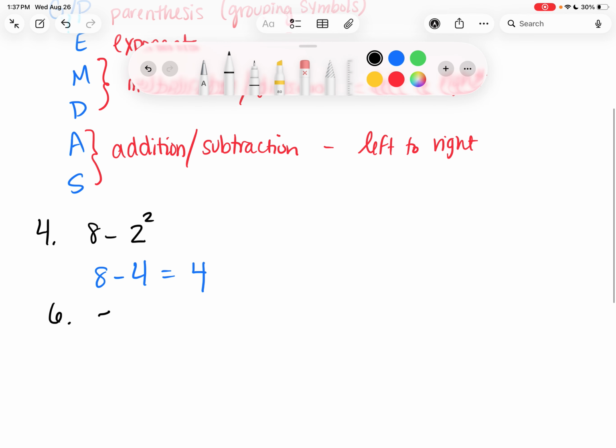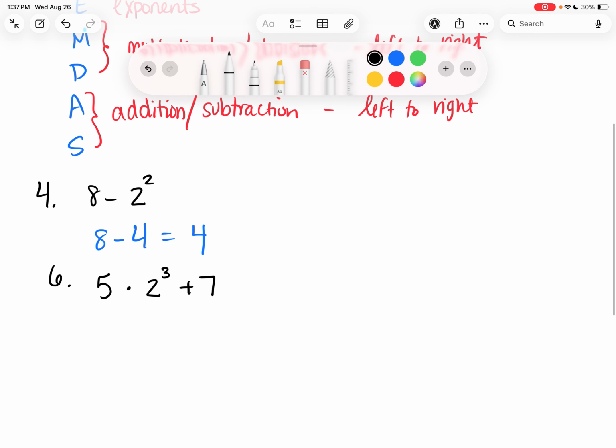5 times 2 cubed plus 7. What's the first thing that I'm going to do? Exponents. So I have 5 times, what is 2 cubed? 8 plus 7. What's the next thing that I do? Multiply 5 times 8. And then I've got 40 plus 7. 47.